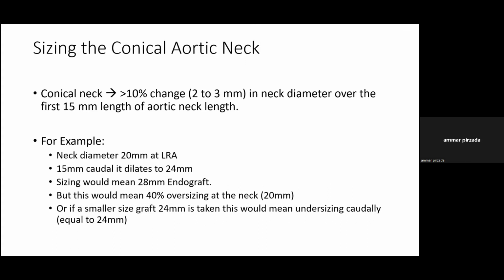Or if a smaller size graft, let's say 24 millimeters, is taken, that would be very much equal to the larger part of the aneurysm, which was 24. So again, the oversizing that is required of 10 to 20% will not be achieved. So this is the dilemma of the conical neck. If we have more than 10% increase in the neck diameter over the first 15 millimeter length of the aortic neck length, this is known as the conical neck.